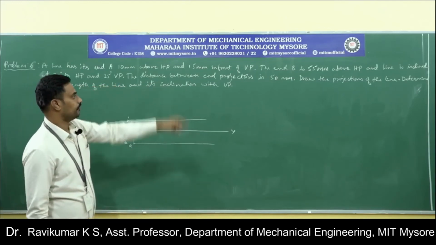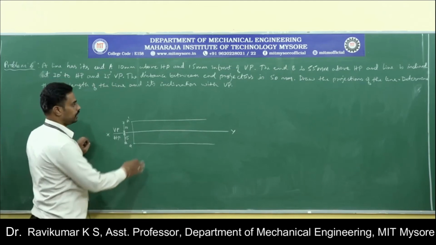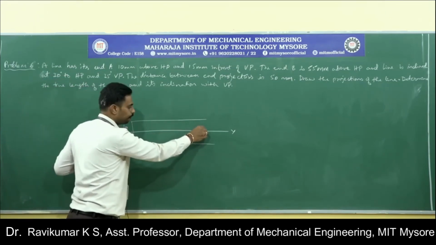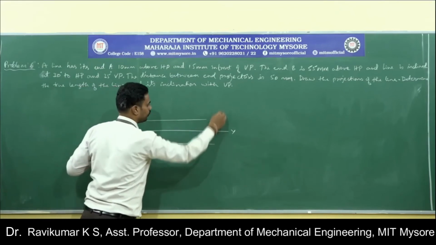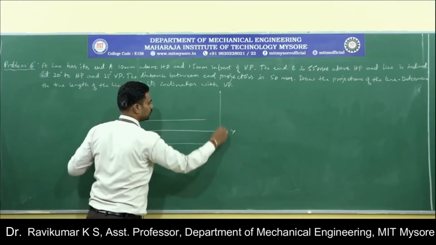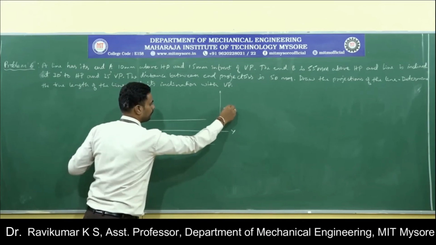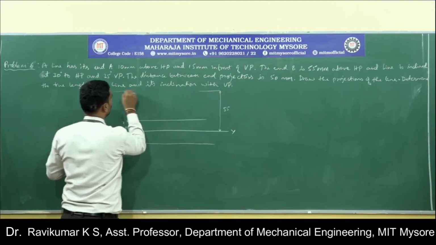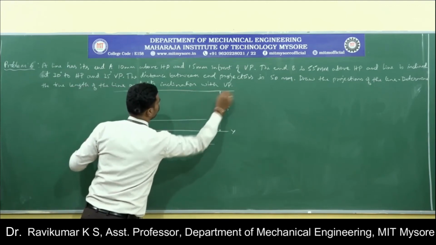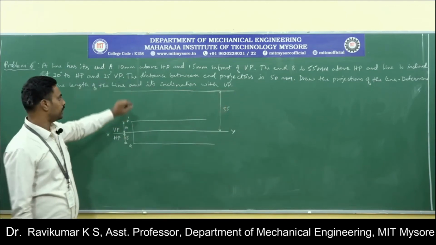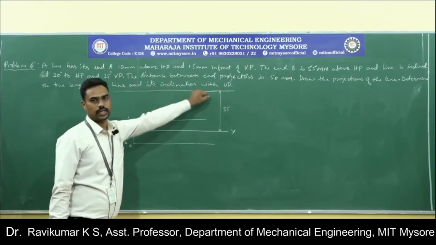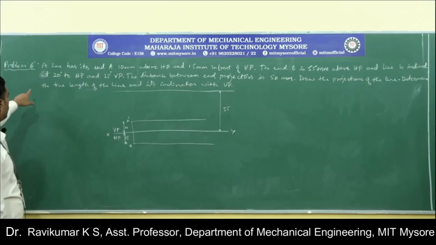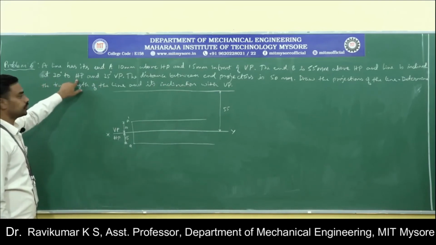The end B is 55 mm above HP. So end B is 55 mm above HP. HP means XY line, so from the XY line it is 55 mm. Measure 55 mm from the XY line and draw a locus for 55 mm. So end B should be located anywhere on this line. That is the locus.